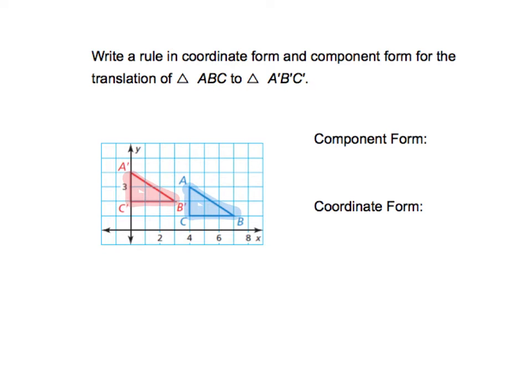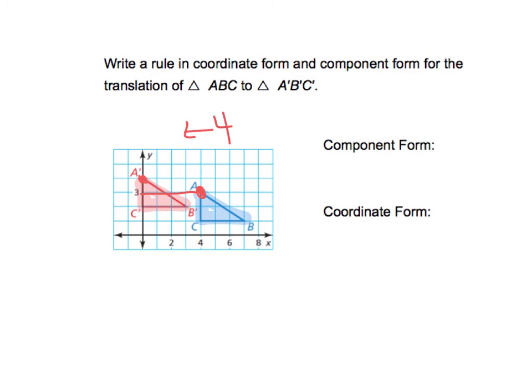So if we pick point A, here's where we started, and here's where we ended up. To get from one of the A's to the other, we went to the left 4. And then we also went up 1. So in component form, that's the one that had the little arrows on the side. Remember that first number tells you left and right. Left is negative in the negative direction, so you'd have -4. And then up in the positive direction would be 1.